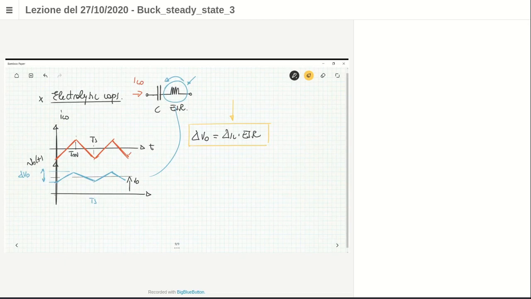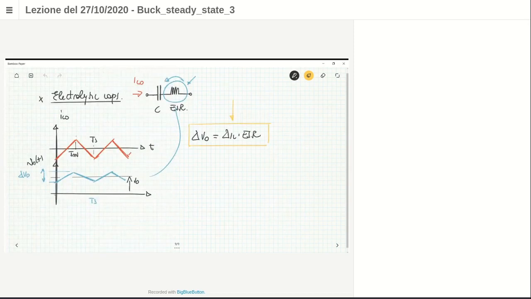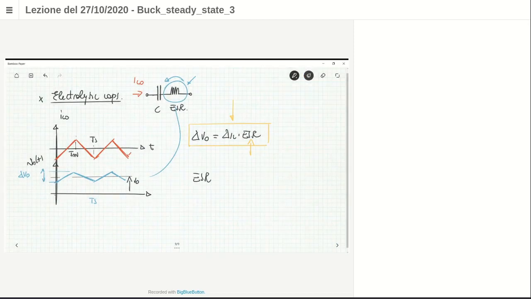I have to say that this is not so important. The output capacitance value C naught can be designed for ceramic capacitors according to the value of delta V naught you have from the specification. For electrolytic capacitors, what is important is the value of ESR. So from this expression, you have to find the ESR you can admit in your output electrolytic capacitor. ESR is delta VO, which is provided by your specifications, divided by delta IL.